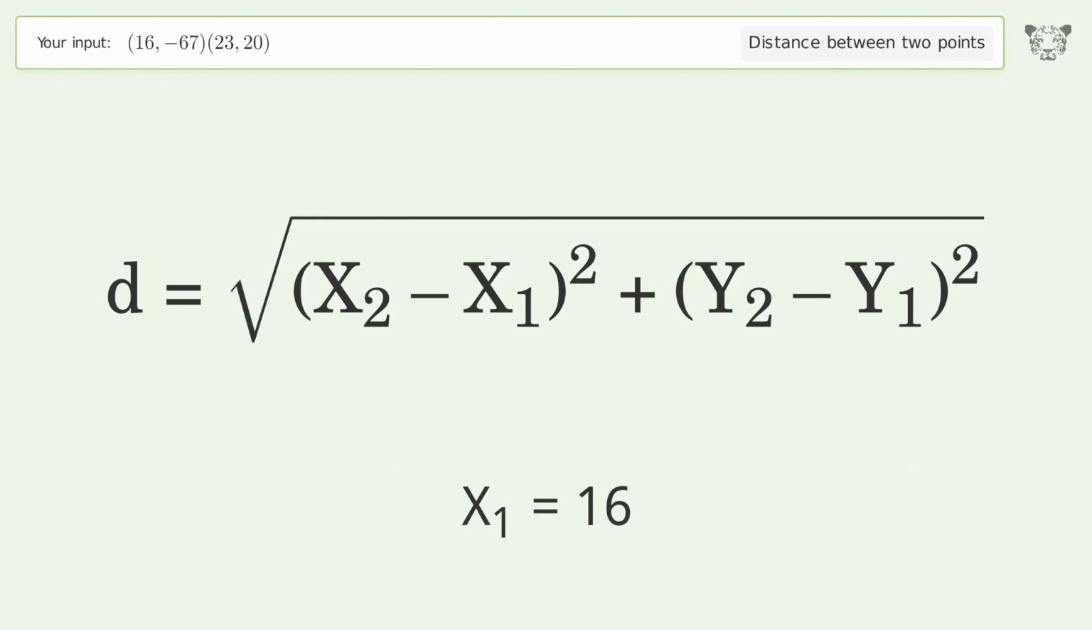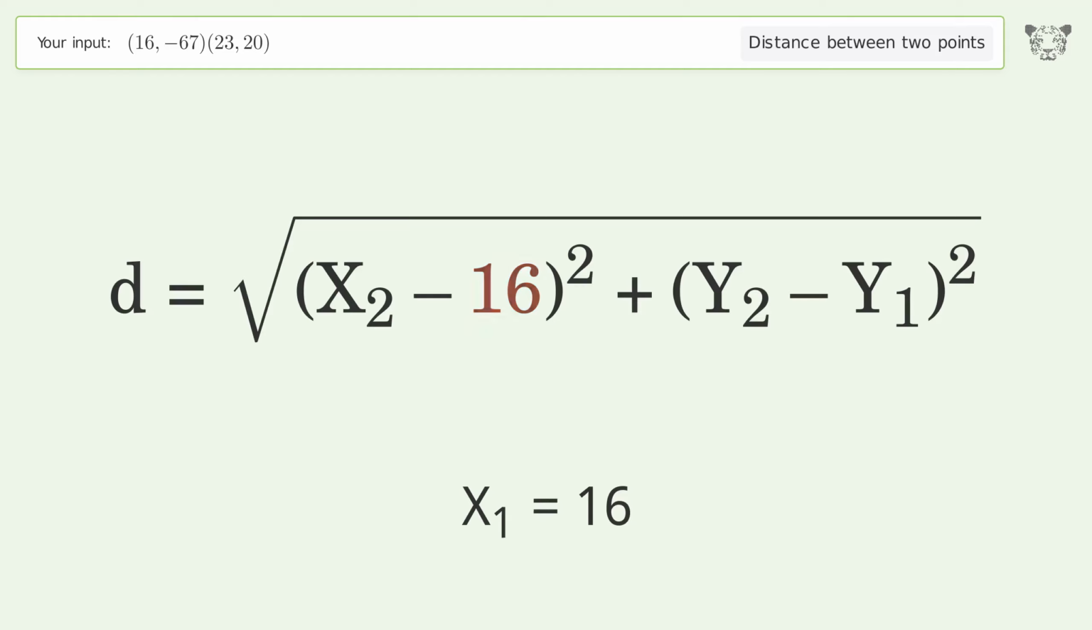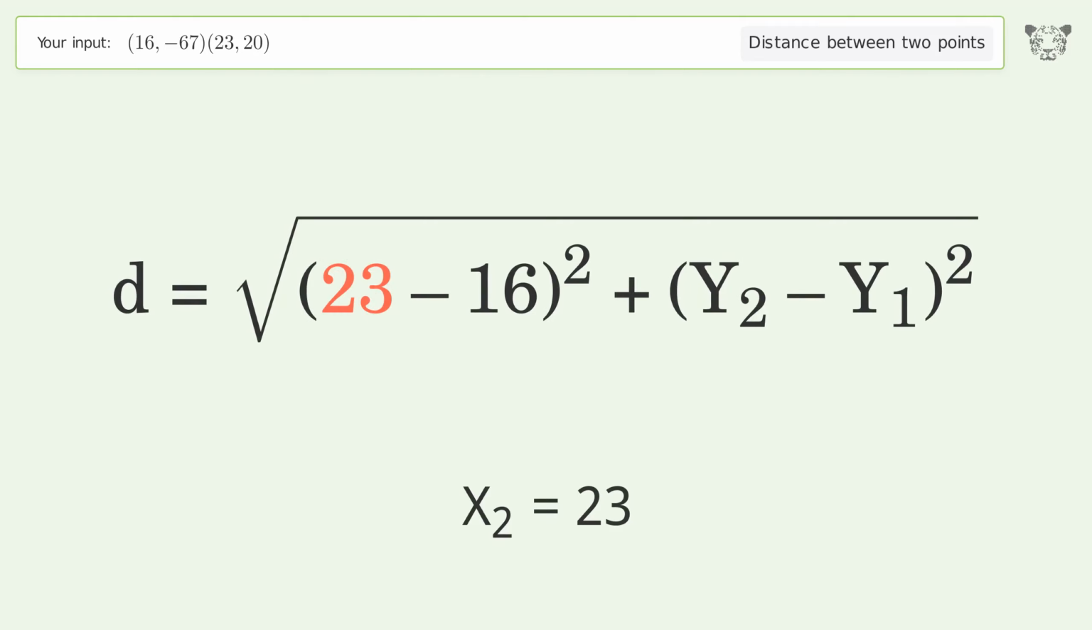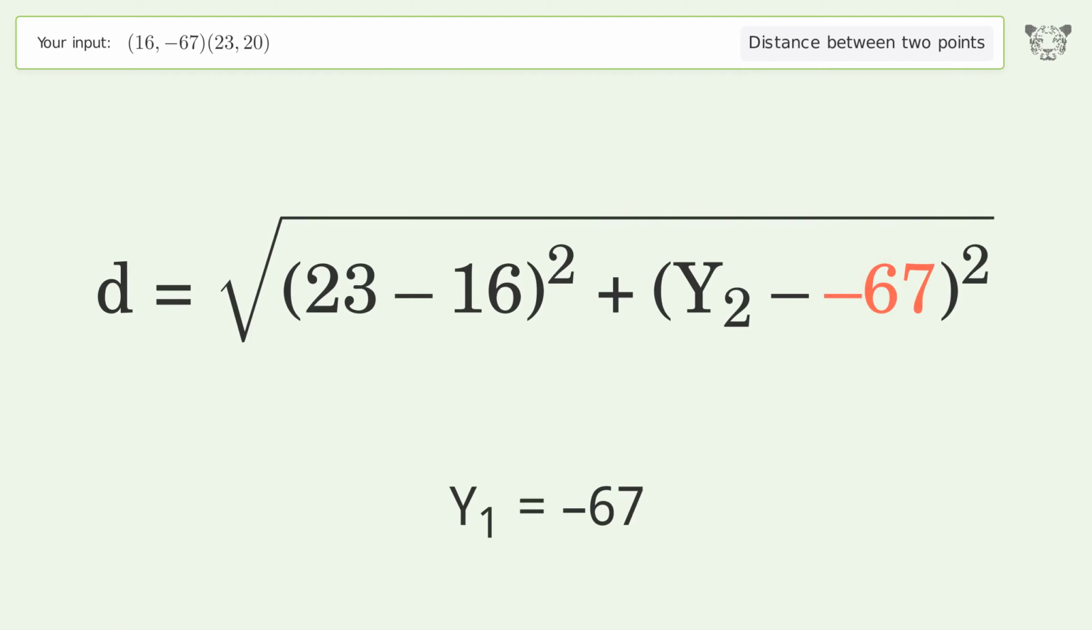x1 equals 16. x2 equals 23. y1 equals negative 67. y2 equals 20.